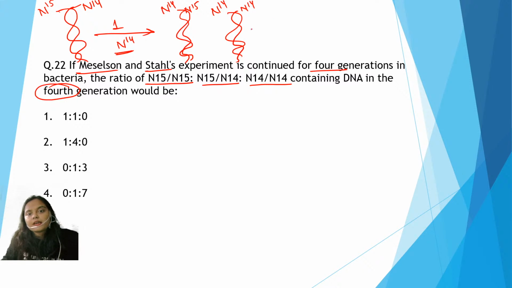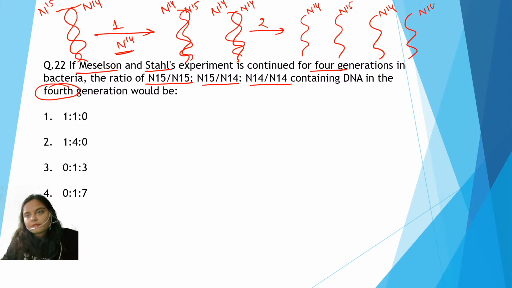Now again for the second generation, when this DNA replicates the second time, the four strands of the DNA will behave as the template. So separate all four strands and label them. One is N14, another is N15. The rest two are N14, N14. Now the new strands which will be synthesized will all be of N14 type because the medium is N14. So the rest all will be N14 types.